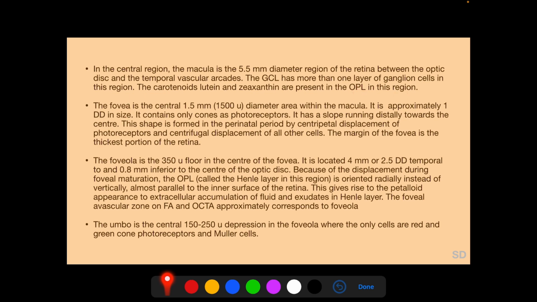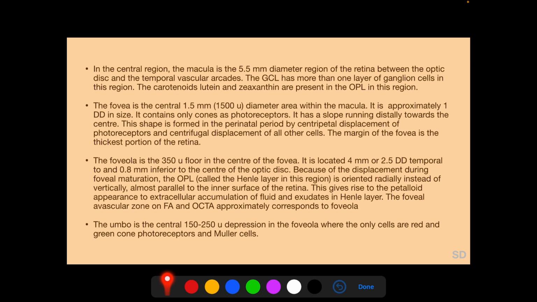The fovea is the central 1.5 mm diameter area within the macula. It is approximately 1 disc diameter in size. It contains only cones as photoreceptors. The fovea slopes centrally towards the retinal pigment epithelium. This shape is formed in the perinatal period by the centripetal displacement of the photoreceptors and the centrifugal displacement of all other cells in the retina. The margin of the fovea is the thickest portion of the retina. The foveola is the 350 micron floor in the center of the fovea. It is located 2.5 disc diameters temporal to and 0.8 mm inferior to the center of the optic disc.